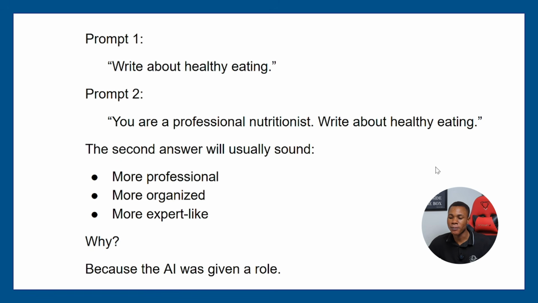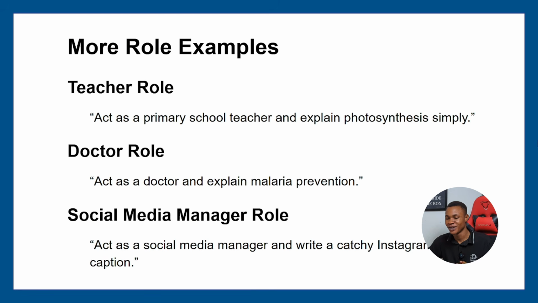Is that okay? Now, say instead of saying just "write about healthy eating," the AI does not really understand more of all these things. It can give you a result, but it will not be an efficient result. But if you say "you are a professional nutritionist, write about healthy eating," the AI is going to give you a better result than the first one. So the second answer would usually sound more professional, more organized, more expert. This is how prompt engineering works. All right.